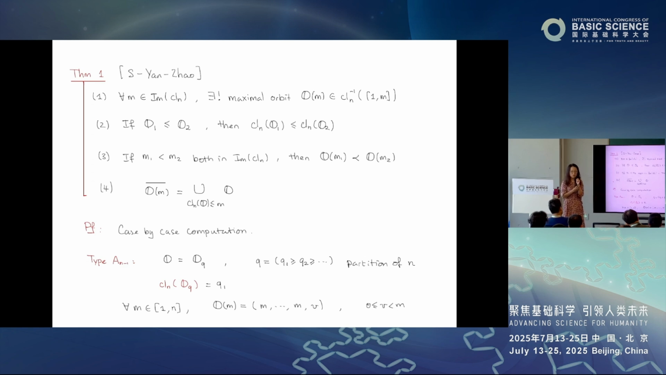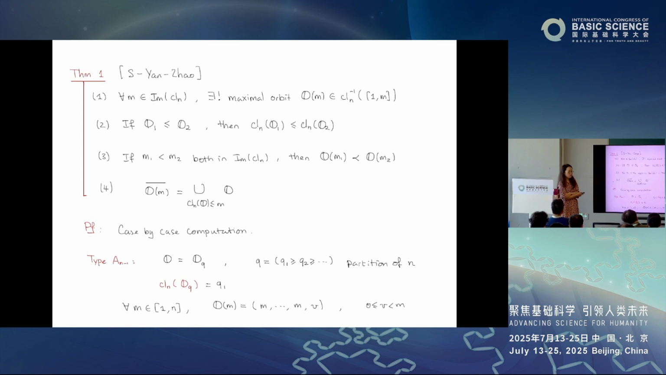Okay. So the proof of this theorem is a case-by-case computation. There's a classification of nilpotent orbits, and then you can compute them, and it's very explicit. The statement seems very geometric, so there might be some better proofs, but for now, this is the proof we came up with. But just to give you some idea of how it looks.